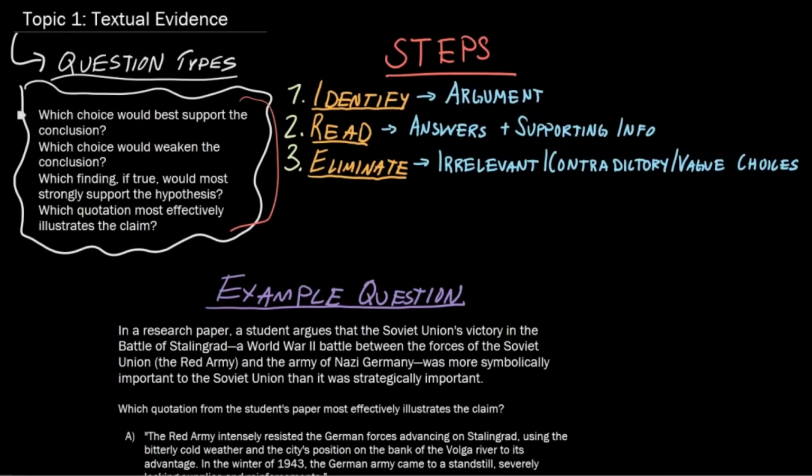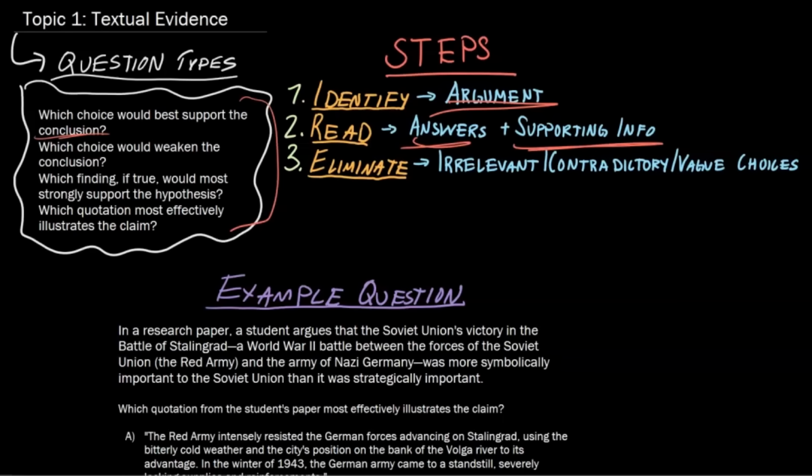This whole question is going to center on what the conclusion is, what the hypothesis is, what the claim is, right? If you can't identify that, you're not going to know how to answer the question. This is the most important step. What you're going to do then, you're going to read the answers, and you're going to read the supporting information. In other words, every part of the paragraph, every part of your passage that's not the argument.